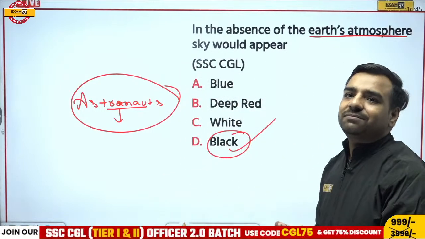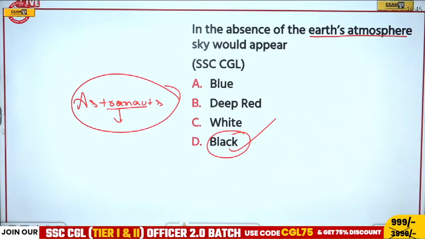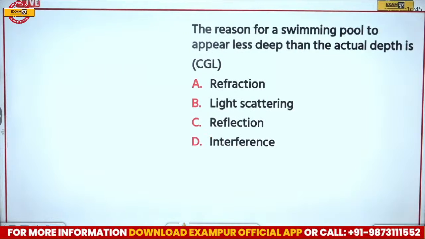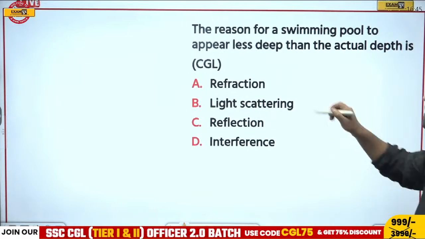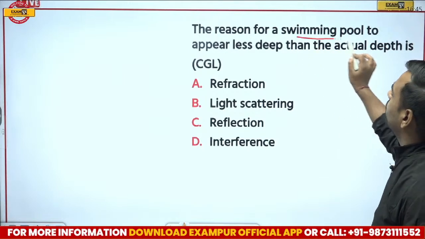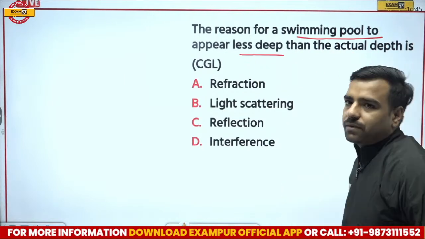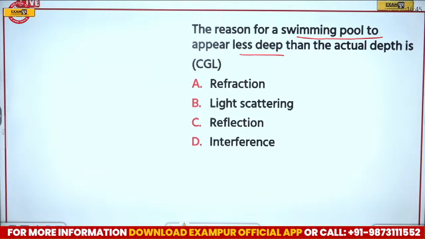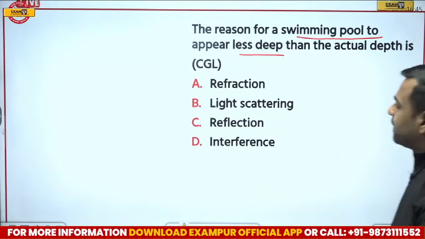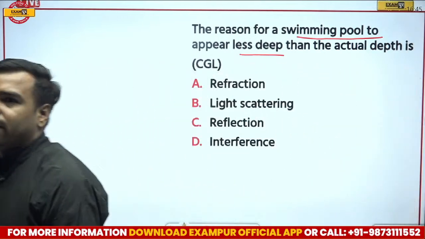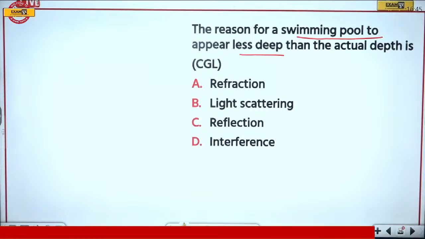Okay, so here we have the next question. The reason for a swimming pool to appear less deep than the actual depth is dash. Is it refraction, light scattering, reflection or interference? What is the correct answer? The reason for a swimming pool to appear less deep. What is the reason behind it? So is it refraction, light scattering, reflection, or interference? What is the correct answer here?